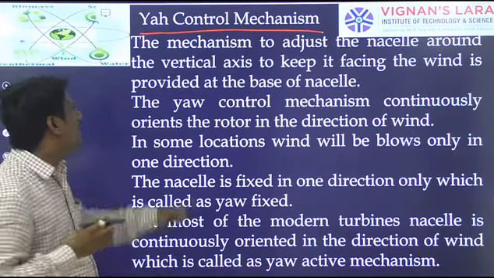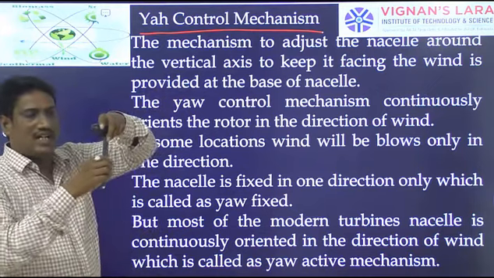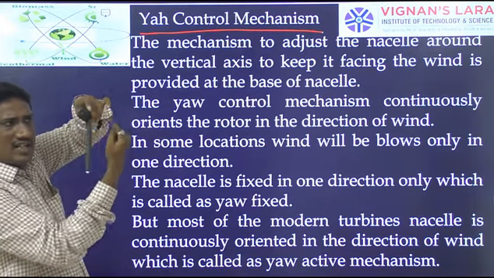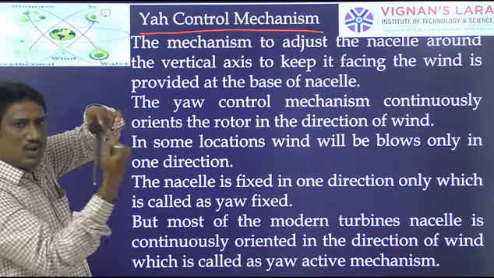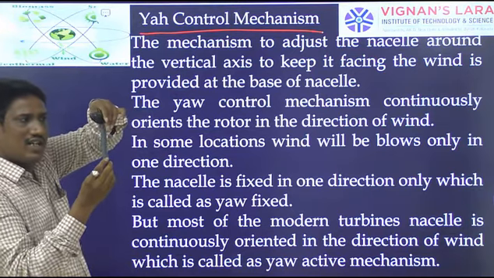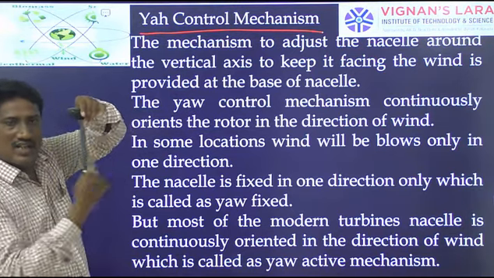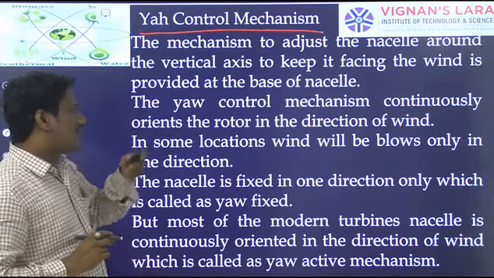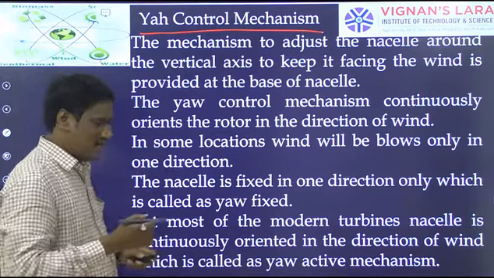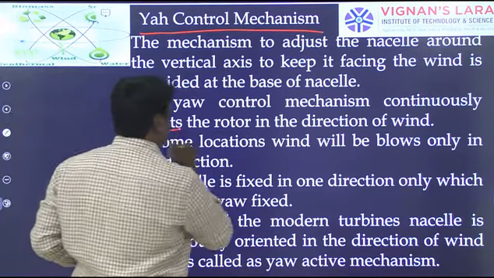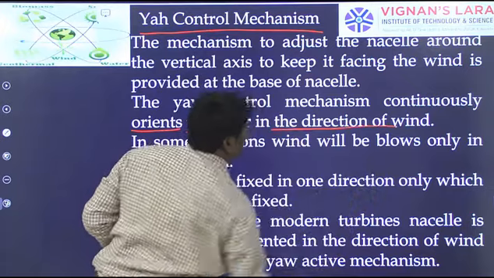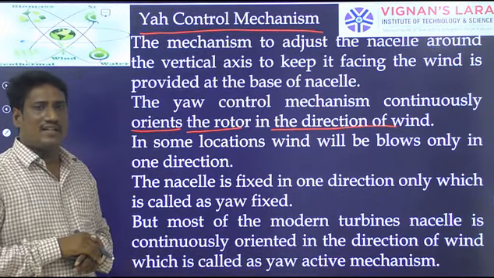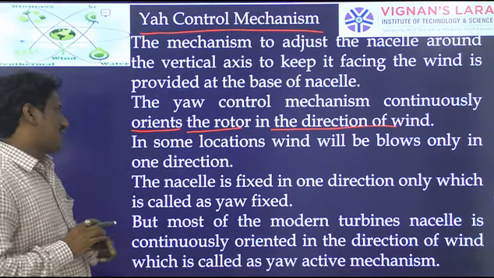Here the yaw control mechanism is placed at the starting point of the nacelle, and it will continuously rotate the nacelle with respect to the tower, based on the wind direction. The yaw control mechanism, a very important point, continuously orients the rotor in the direction of the wind.